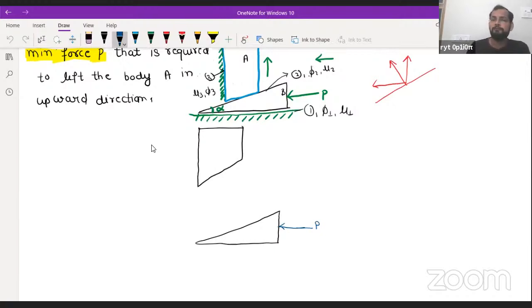As you know, if force P is acting in this direction, that means the tendency of motion of this block is in this direction, so the friction on this surface will be in this direction. Is it okay? Any doubt? And what about the normal reaction?